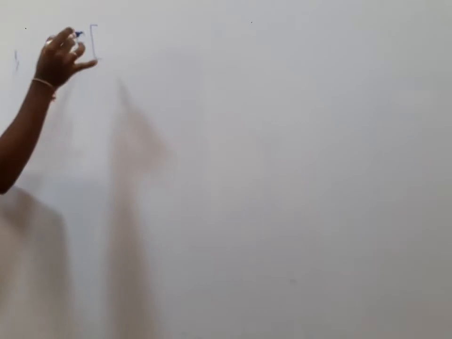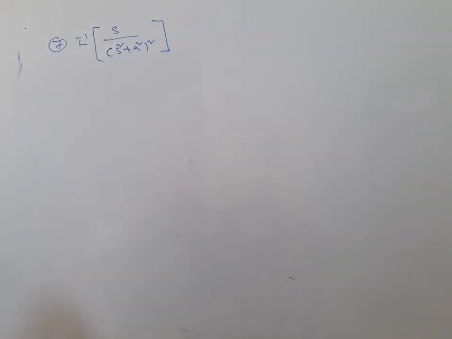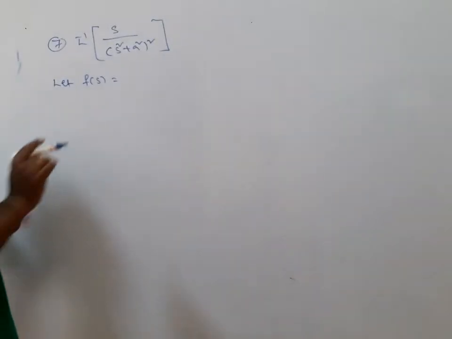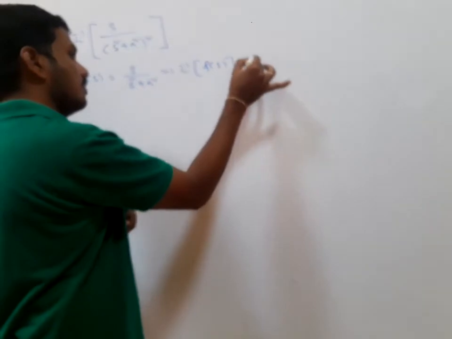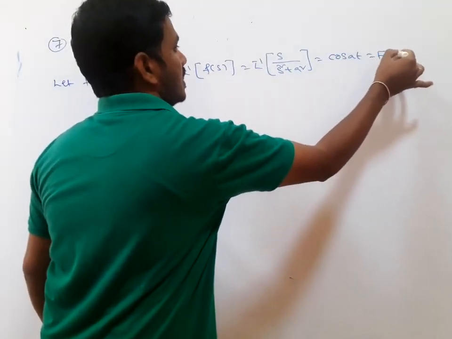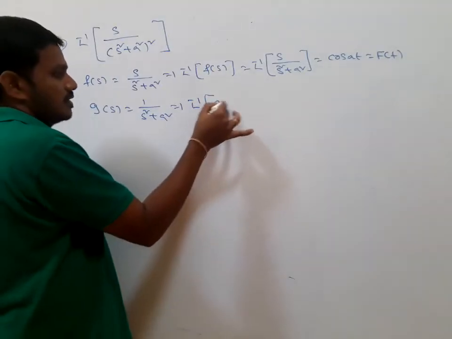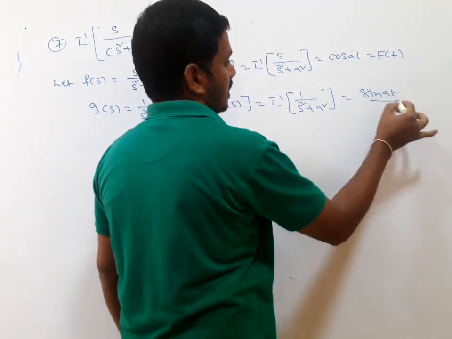Next one, already we did this problem, again we are trying. L inverse of s divided by s square plus a square whole square. Listen, let f of s equal s divided by s square plus a square, that implies L inverse of f of s equals L inverse of s divided by s square plus a square, which is cos at. This is f of t. Say g of s equals 1 divided by s square plus a square. L inverse of g of s equals L inverse of 1 divided by s square plus a square. This is nothing but sin at by a, say this is g of t.